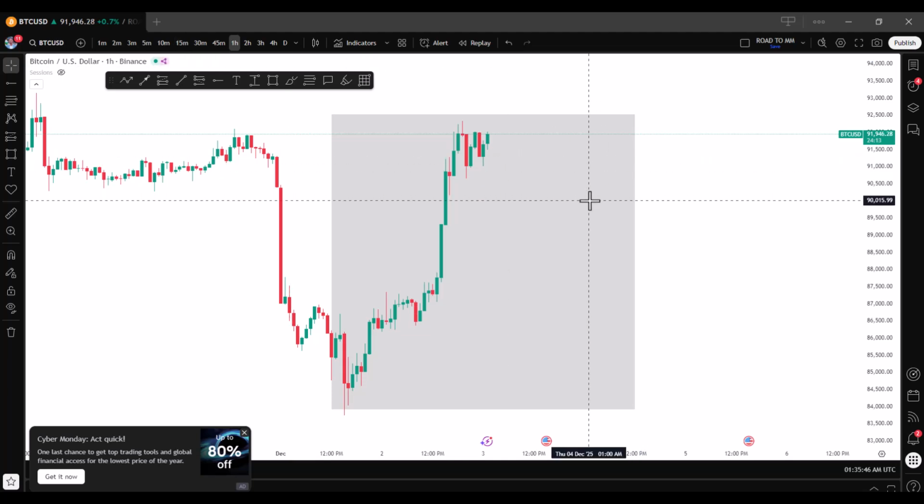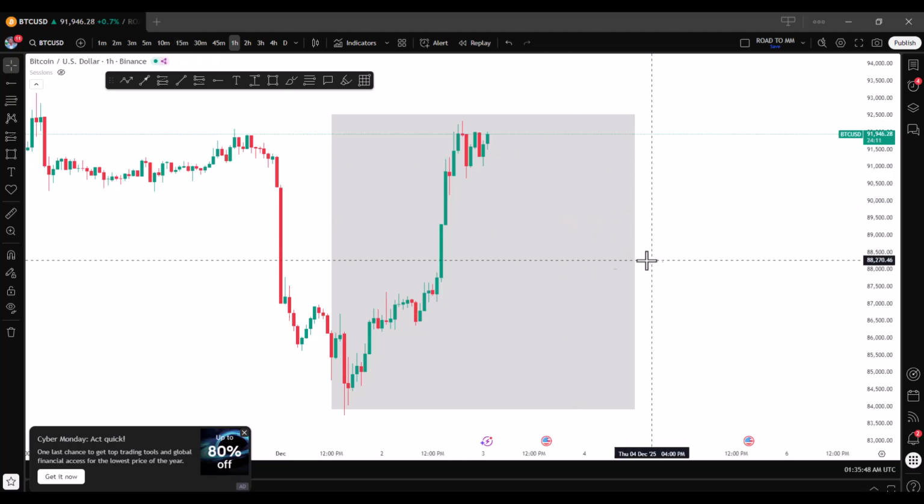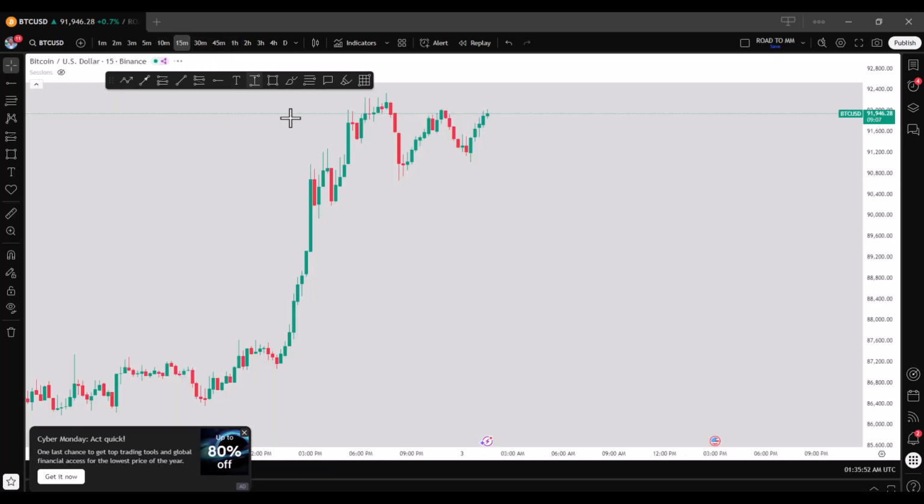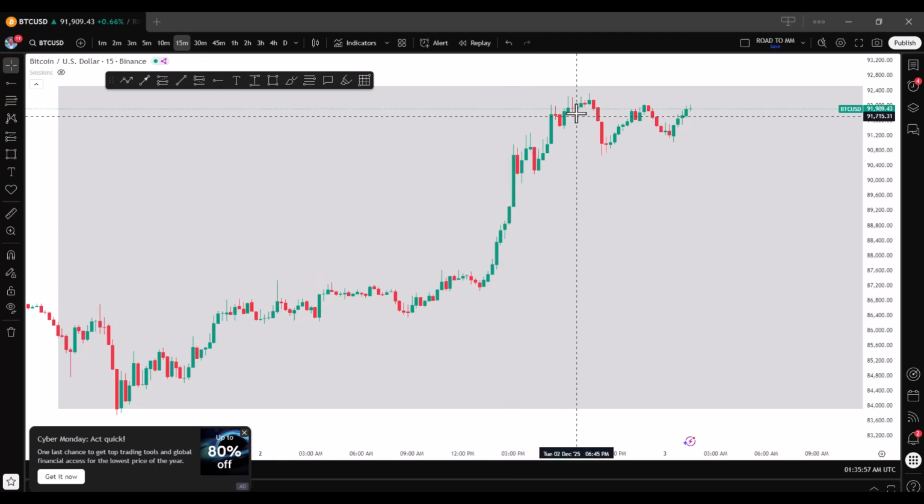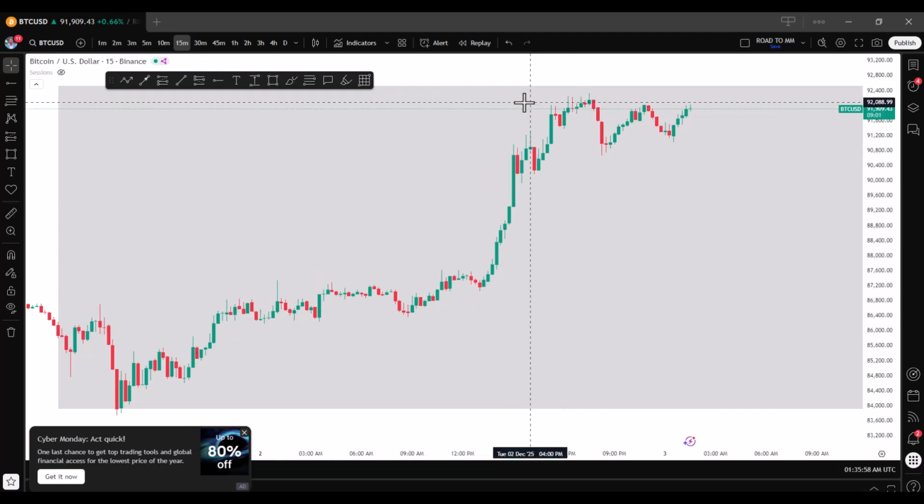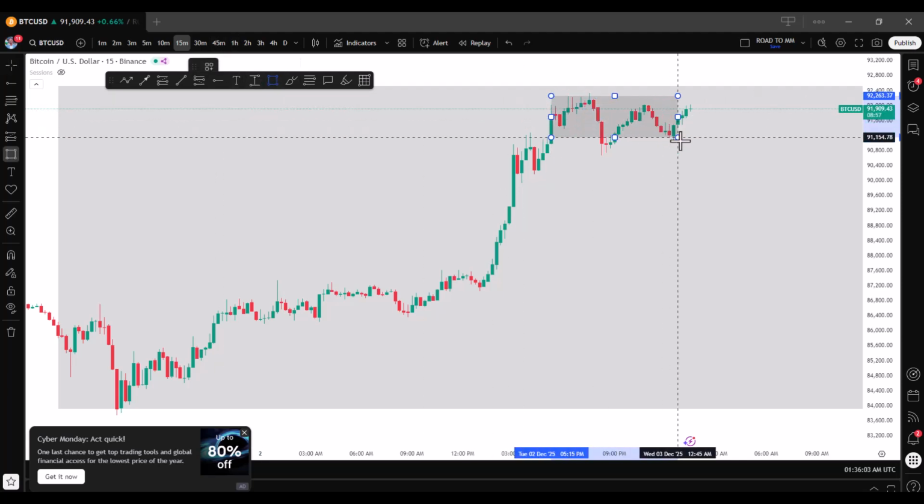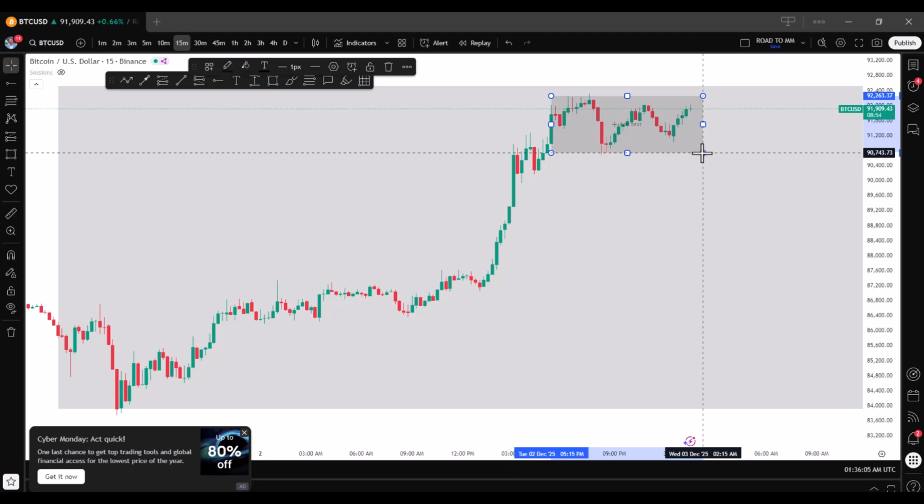So right now, let me put it for you. The 4-hour time frame and the 1-hour time frame are both bullish. Let's see what the 15-minute time frame is saying. The 15-minute time frame is also obviously bullish, but what is happening at the latter end over here? Price is consolidating. All right, price is currently consolidating.